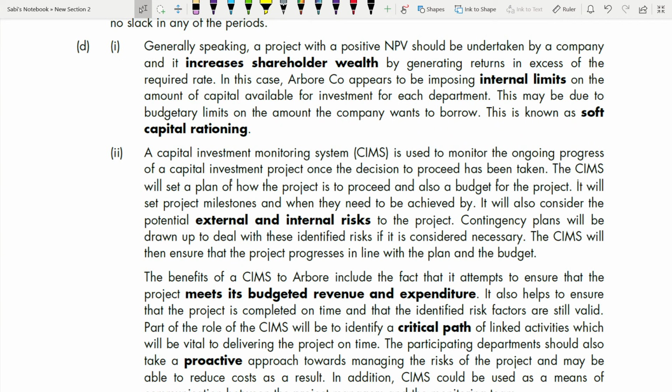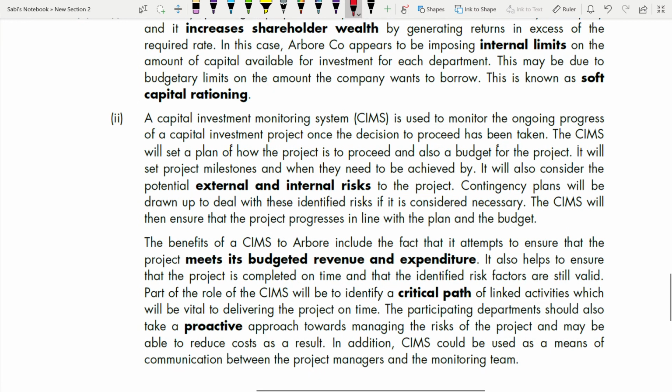Okay, so a capital investment monitoring system is used to monitor the ongoing progress of capital investment projects. They just check the progress once the decision to proceed has been taken. The CIMS, capital investment monitoring system, will set a plan of how the project is to proceed and also a budget for the project. You can even take a screenshot of this or copy paste it, but right, what are the benefits of capital investment monitoring system? Because such questions are not in your textbook, these questions you will only get in the revision kit. It has been asked in many papers.